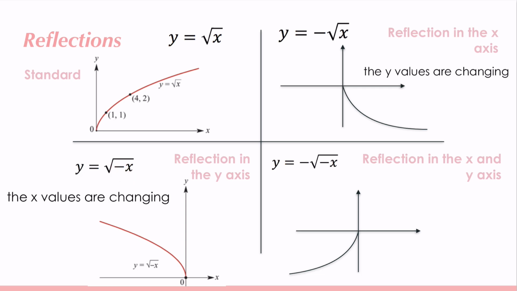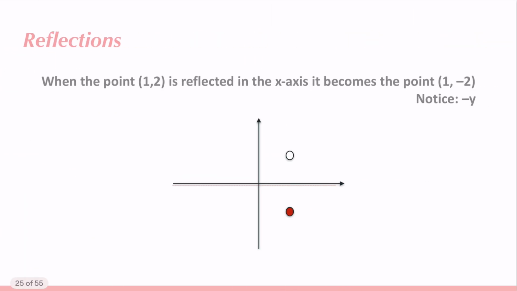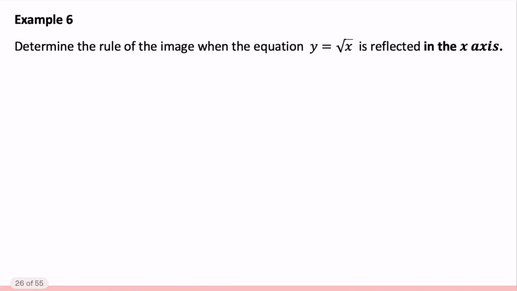Of course, you can have a reflection in the x and the y-axis, and that would be negatives on both the outside and the inside. Okay, so with a reflection, we essentially talk about it like it's a mirrored point. So if we have the point 1, 2 and it's reflected in the x-axis, it becomes the point 1, -2. So what's happened is my y value has become the negative version of what it was.